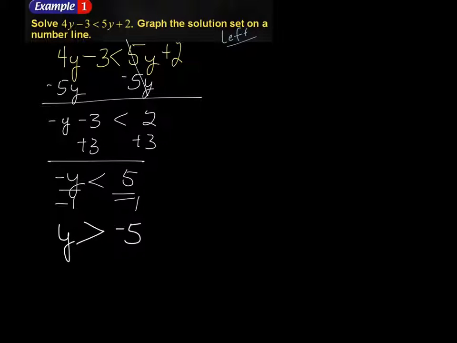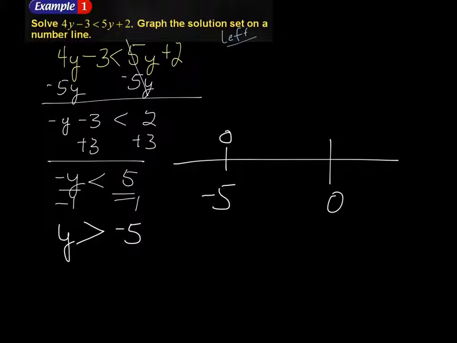And it says graph the solution on a number line. Okay, so I'm going to make my not yet patented, patent pending, lazy number line. I always like 0, but the only number we really need is negative 5. Open circle on the negative 5, and y is greater than, so our arrow goes to the right.